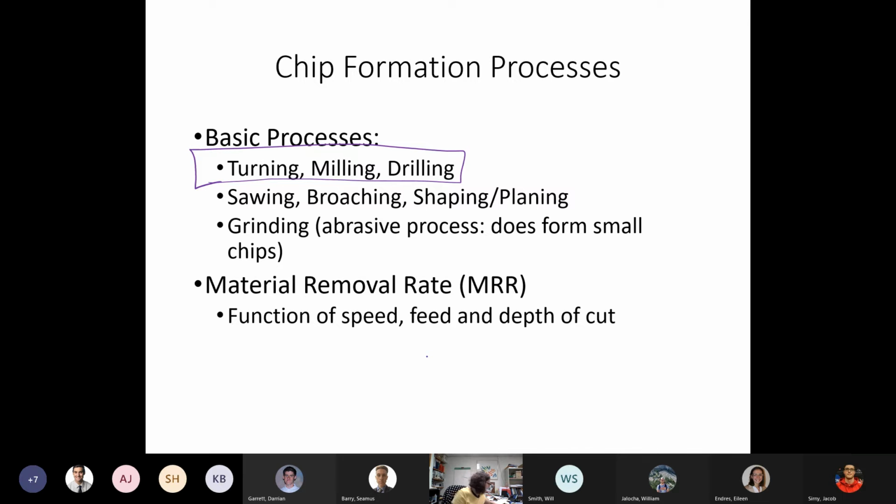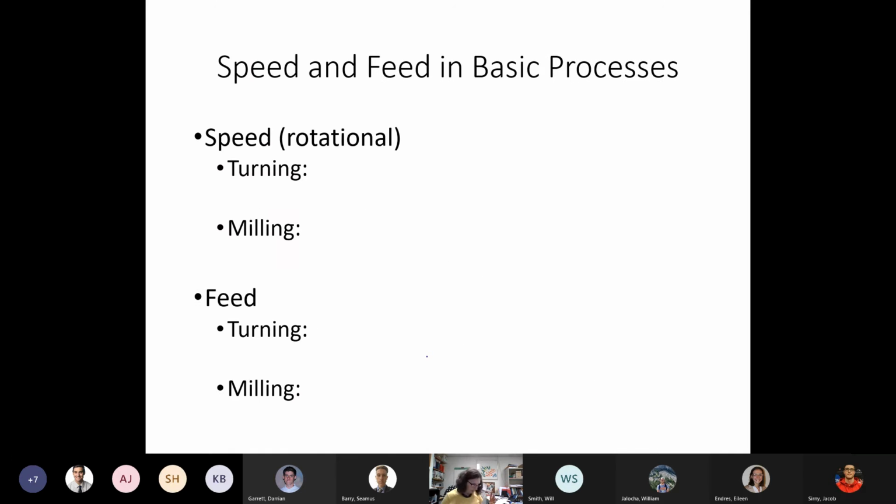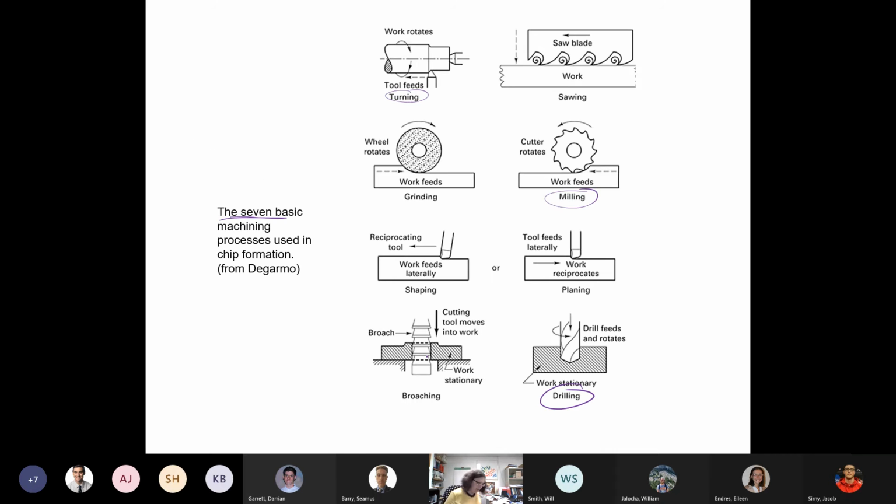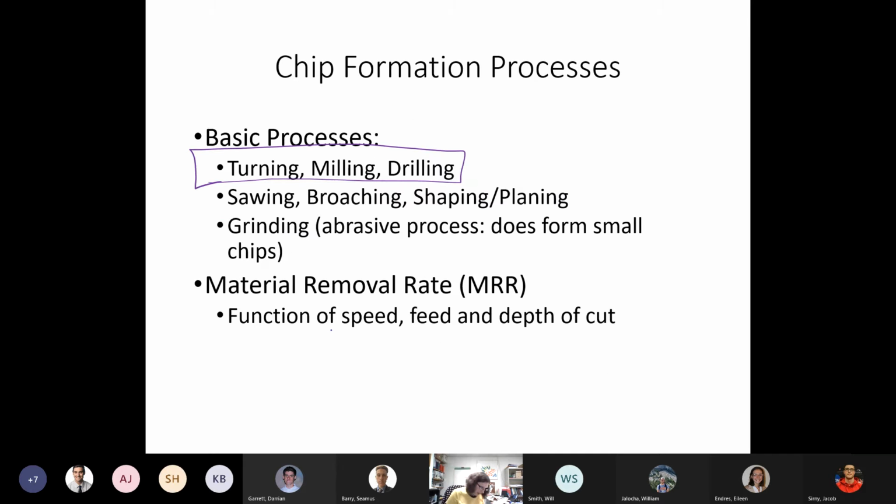Actually, let's look at these in a little bit of detail. When we talk about the processes, one of the things that we're interested in is what rotates and what moves. Because when we think about speed, feed, depth of cut, speed is generally going to be what is rotating. Feed is generally going to be what is moving.